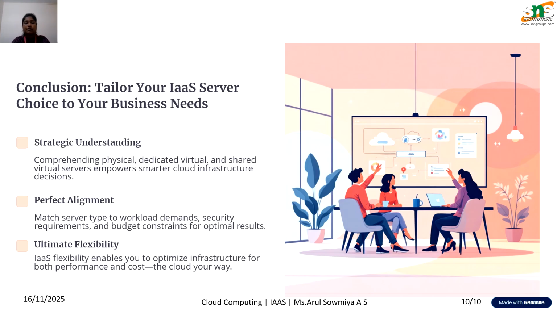Finally, to conclude, tailor your IaaS server choice to your business needs. Firstly, understand the strategy, that is, comprehending physical, dedicated virtual and shared virtual servers empowers smarter cloud infrastructure decisions. The next one is perfect alignment. That is, match the server type to workload demands, security requirements, and budget considerations for optimal results. The last one is ultimate flexibility. That is, IaaS flexibility enables you to optimize the infrastructure for both performance and cost.